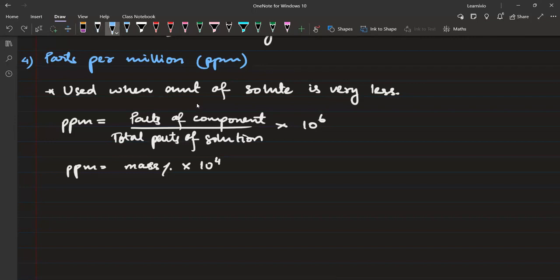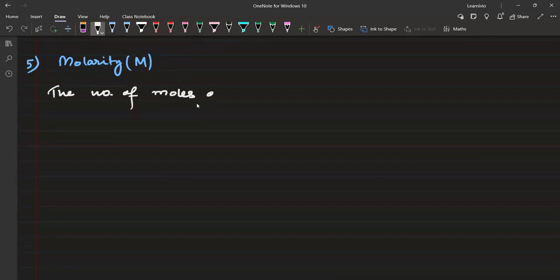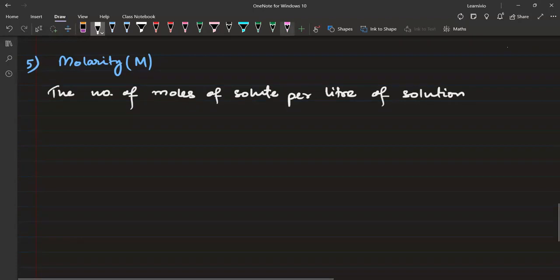Okay. Write the next concentration term, molarity. It is denoted by capital M. So what is molarity? By definition, it is the number of moles of solute per liter of solution.